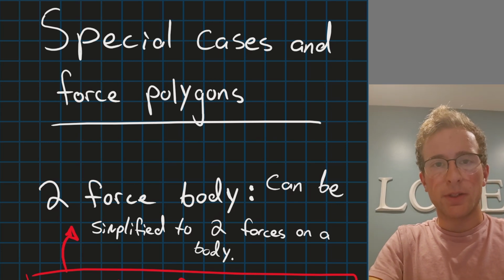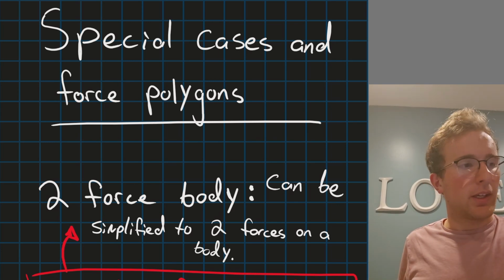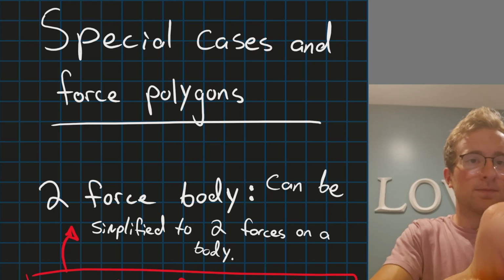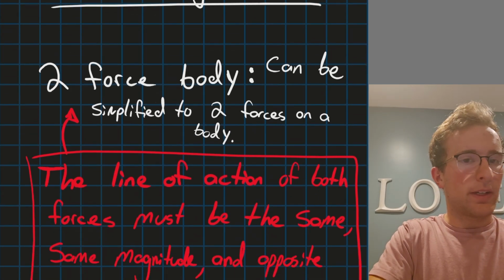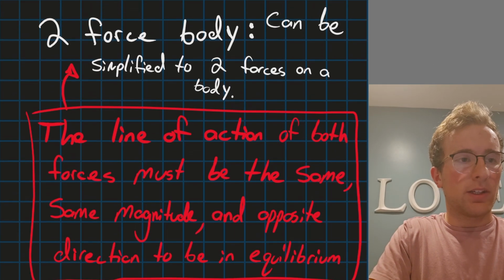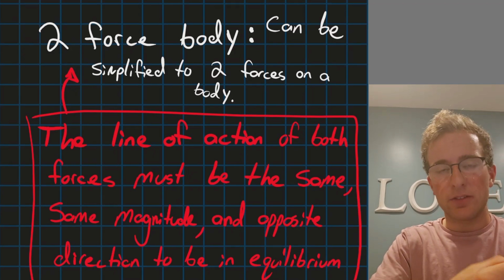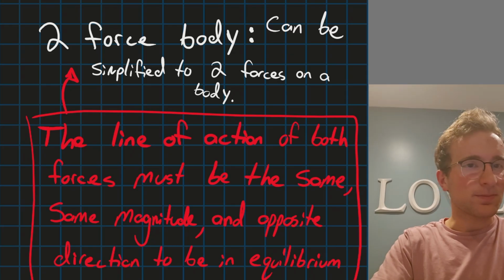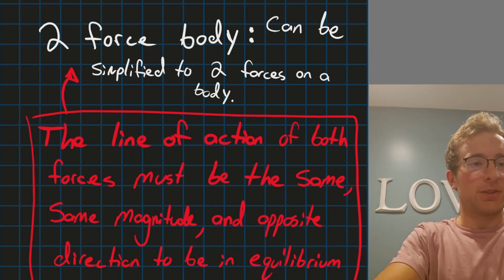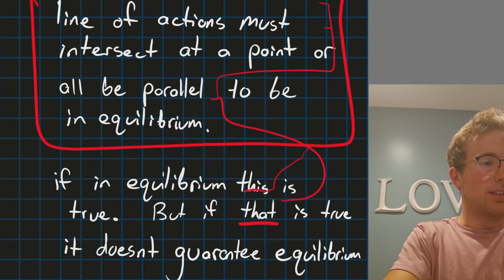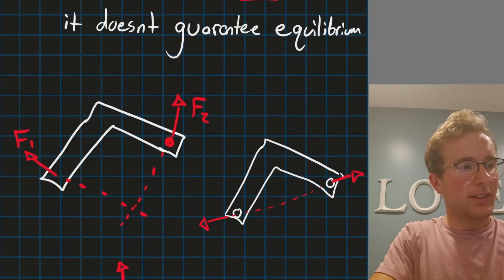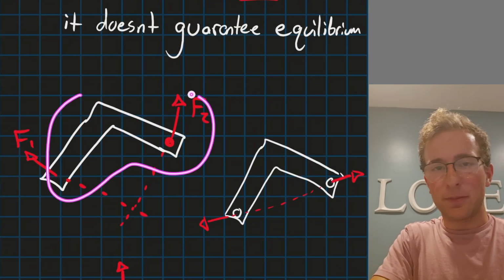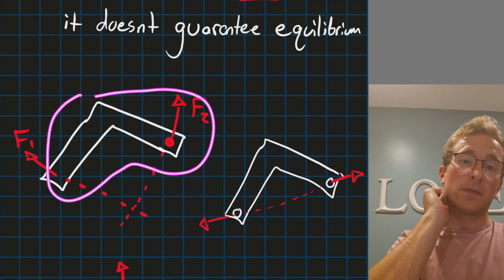All right, we're going to be talking about two special cases as well as force polygons. So first we can define a two-force body, which is something which can be simplified to two forces acting on the body. Okay, and I'll show you what I mean here. For example, this right here is a two-force body because there are two forces on it.